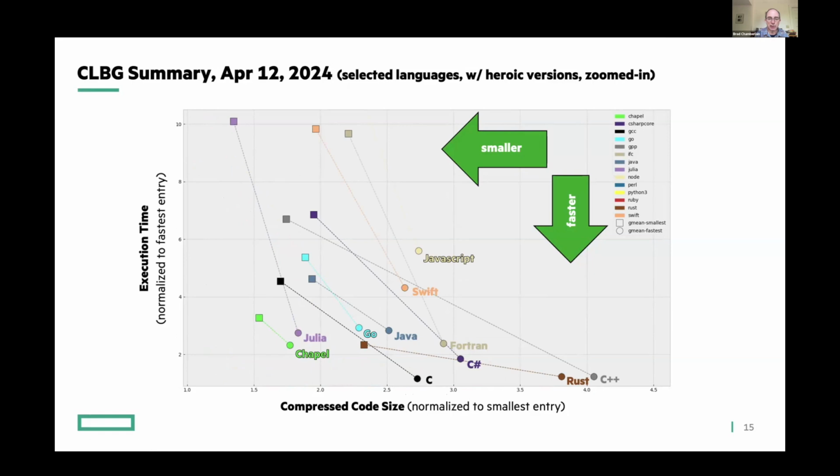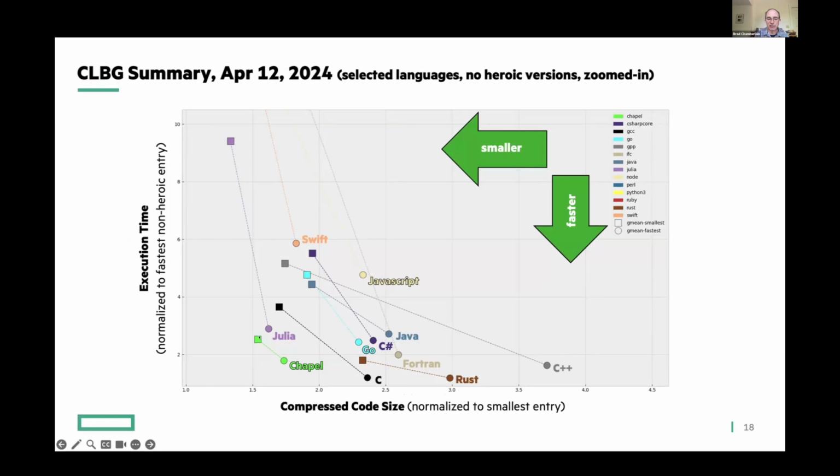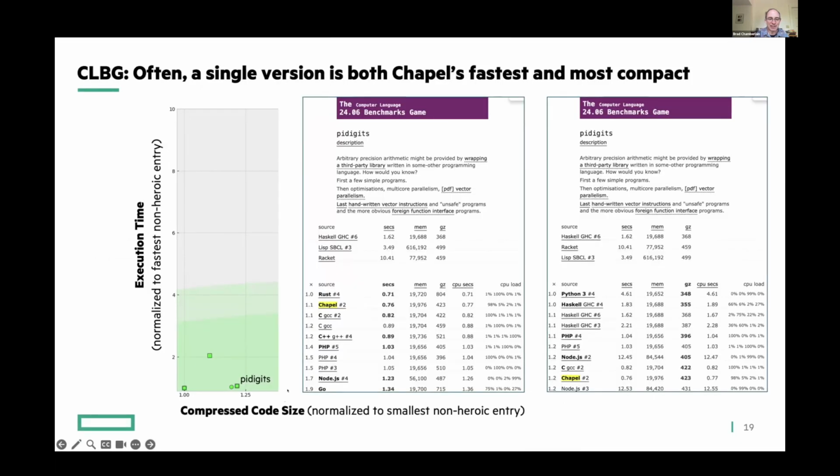Now these entries include the heroic versions. If we go through and remove those heroic versions from this normalization, we see a slightly different landscape. Chapel edges further ahead of Julia here and, well, it's ahead of Fortran, closer to C++, and getting closer to C and Rust. So that's kind of intriguing. If you're not willing to be heroic, maybe Chapel's not as far behind as it may have looked in the previous graph. Let me skip past this slide in the interest of time.